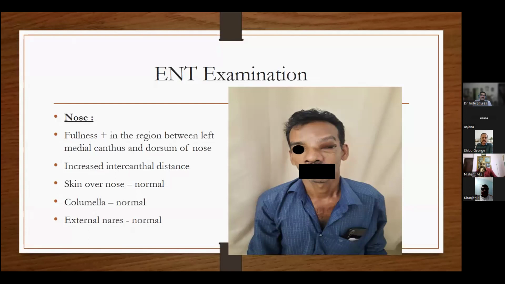More importantly, I think there is widening of the nasal dorsum, widening of the nasal bridge. There is flattening of the nasal dorsum. There is widening of intercanthal distance. All these are suggestive of what? He almost looks like what? What deformity? Almost looks like a frog face deformity. Yes. Okay.